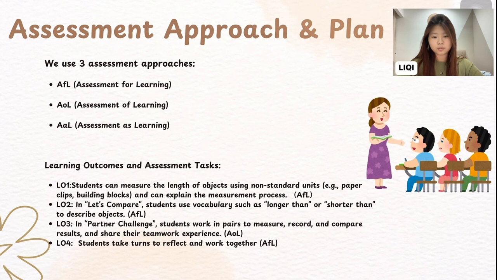For LO3, students work in pairs in Activity 3. It is useful because it checks how well students work together and share answers. It is fair because all pairs get the same table and questions. For LO4, students reflect in Activity 4 by using pictures and answering questions. This is useful because it helps them think about what they learned. It is fair because everyone uses the same chart and questions. So, our assessments match our learning goals, and they are both useful and fair for all students.